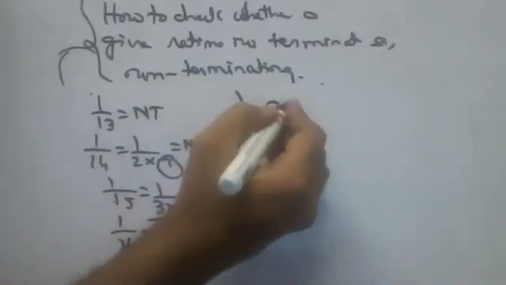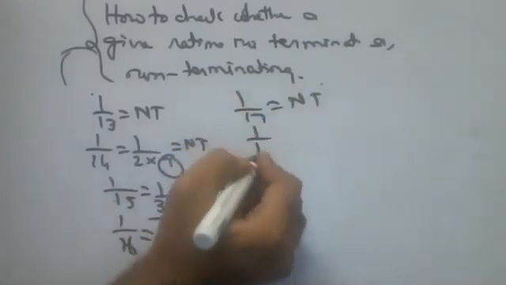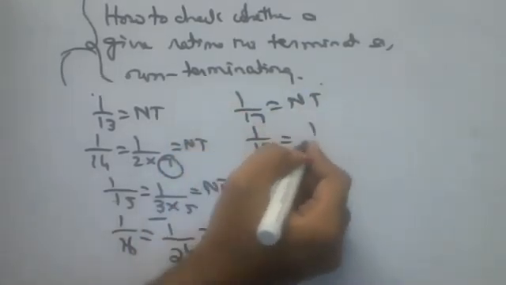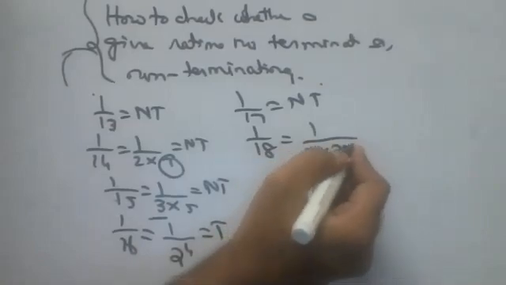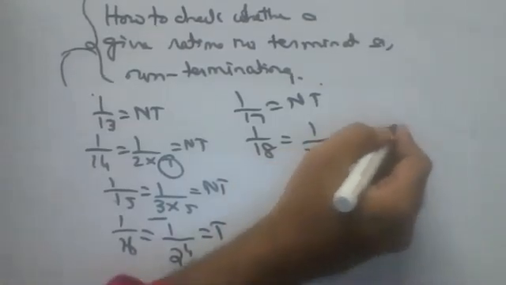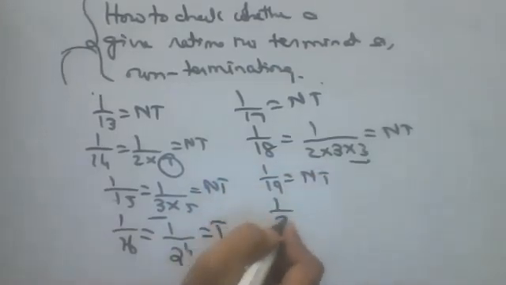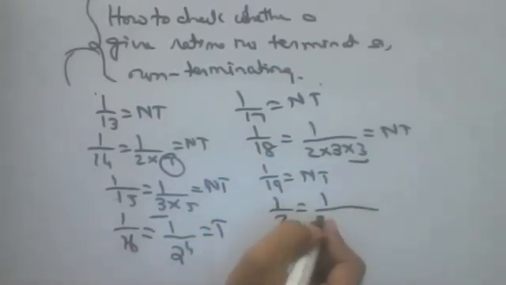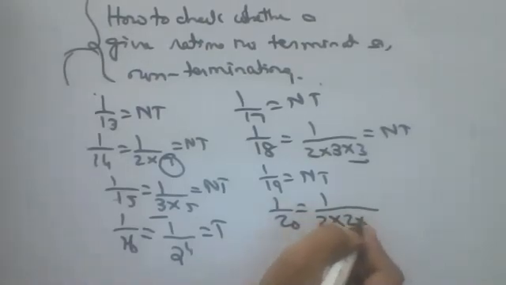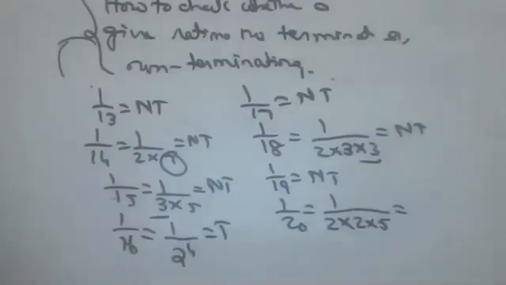1 by 17, non-terminating. 1 by 18, prime factorization of 18 is what, children? 2 into 3 into 3. 3 is there, so non-terminating. 1 by 19, directly non-terminating. 1 by 20, prime factorization: 1 by 2 into 2 into 5. Is it terminating or non-terminating? Anyone?